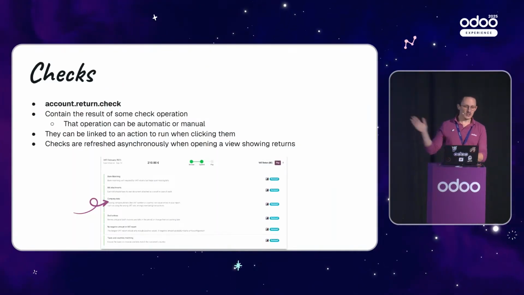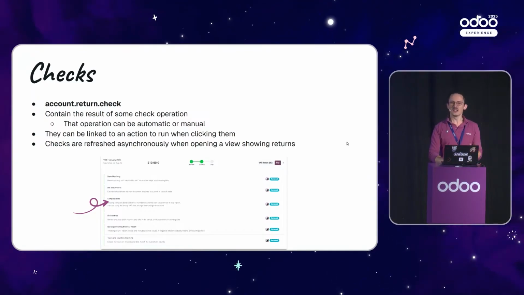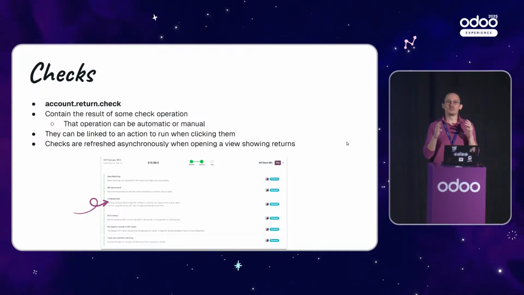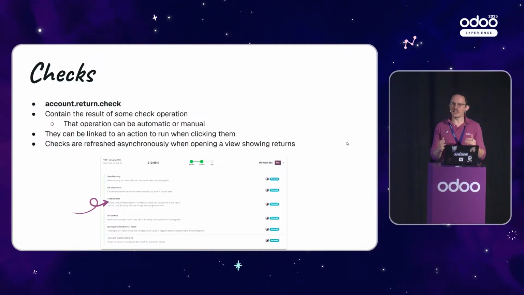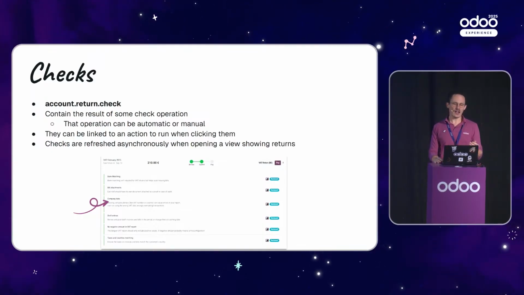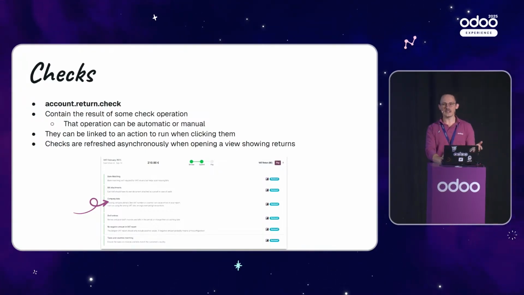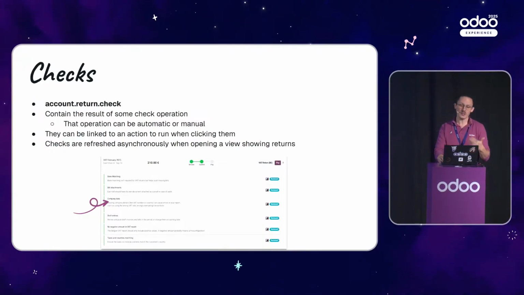So I showed you this screen, and I told you that those things at the bottom of the screen were checks. So those lines are, well, validations that are run on your database, on your accounting data. How do they work, essentially? So each of them is an instance of account return check. So that's another new model, of course.